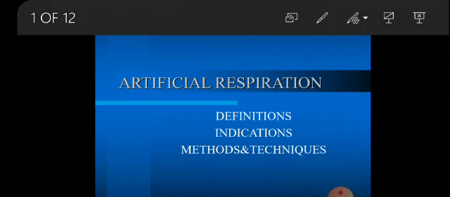We have a small topic to be done here, which is artificial respiration. The definition of artificial respiration, the different indications when artificial respiration is given, the different methods and techniques used. I'll also be doing CPR or cardiopulmonary resuscitation. So, this question is an often asked university question.